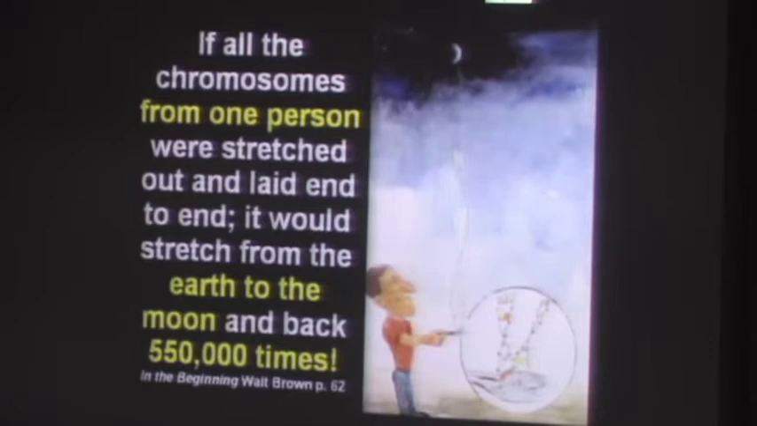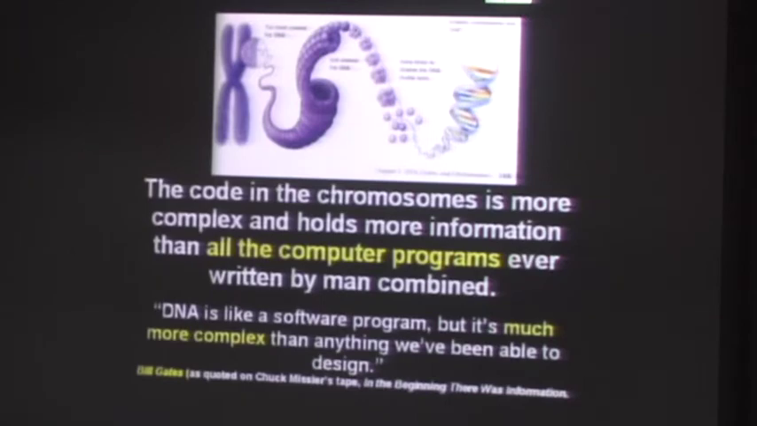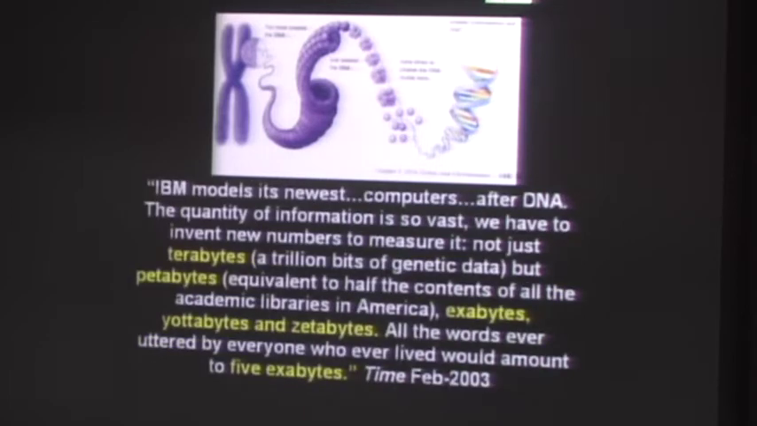Round trips to the moon. They say the DNA holds more information than all computer programs ever written by man combined. IBM models the newest computers after DNA. The quantity of information is so vast, we have to invent new numbers to measure it. Not terabytes, petabytes, or exabytes, but yottabytes and zettabytes. All the words uttered by everyone who ever lived would amount to 5 exabytes. And your DNA and your chromosomes hold more information than that.